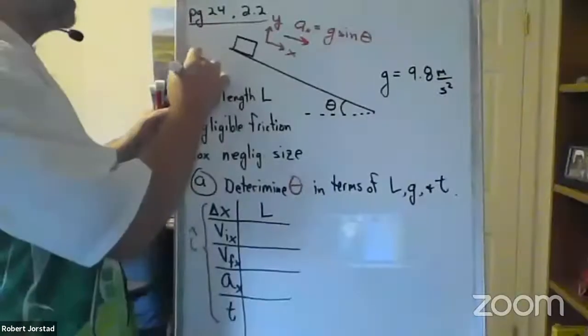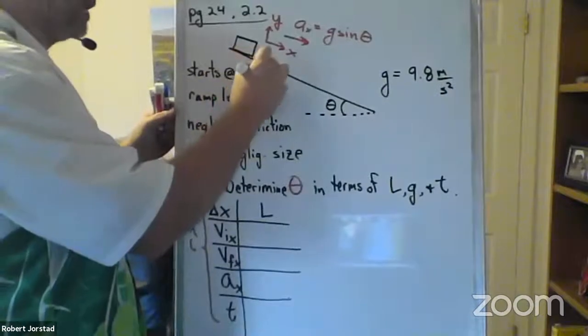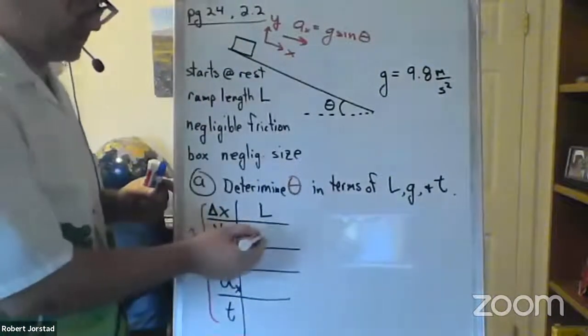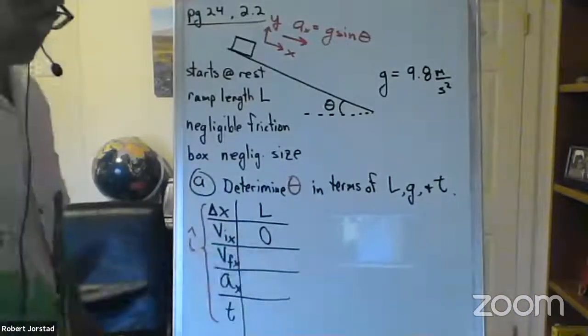Ah, so there's an assumption I forgot. I'll put that up here. So that tells us the initial is probably 0. That's cool. Do we know the final? Nope. Okay, so I'll put a question mark there.